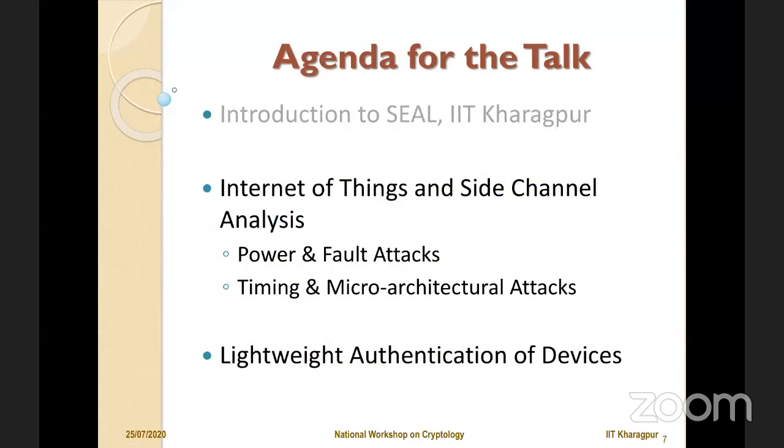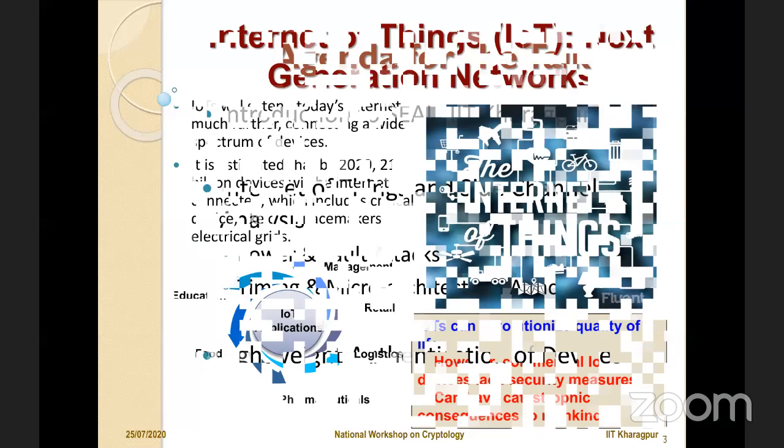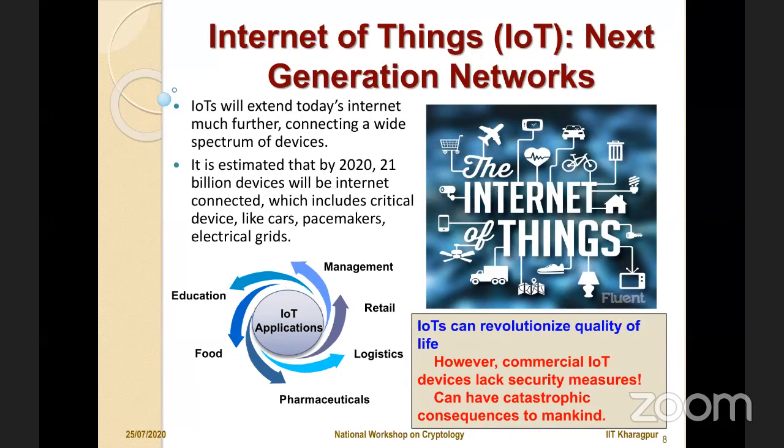So that was a rough background on our lab at IIT KGP, and now we can really get into the topic. In today's discussion I will be talking about the Internet of Things, and we all know that IoTs are a very promising next generation network, which tries to extend today's internet much further by connecting a wide spectrum of devices. It is estimated that in a few years, there will be billions of devices connected, and so IoTs can potentially revolutionize the quality of life.